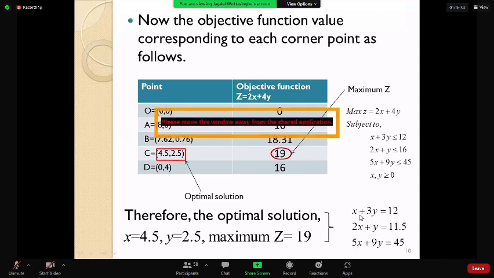So you can see this. The constraints are less than or equal. Check these values: x plus 3y gives 12, so that is satisfied. x plus 2y is 11.5, that is less than 16. Okay, 5x plus 9y is exactly 45. Still all are satisfied.